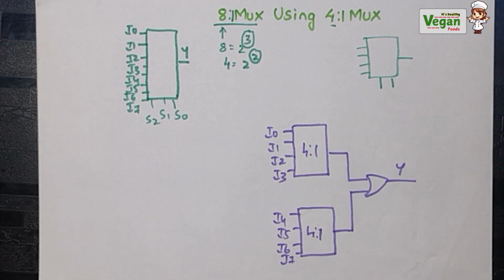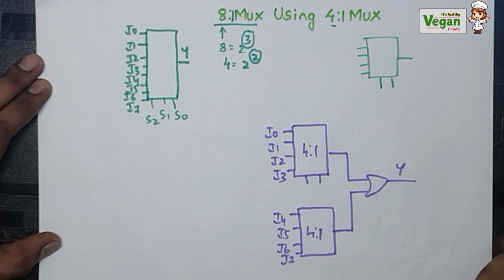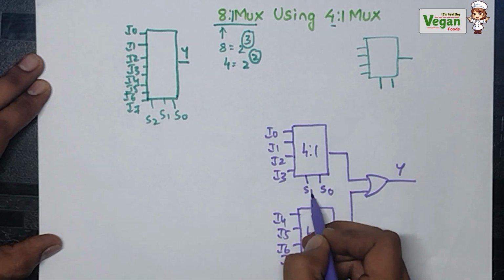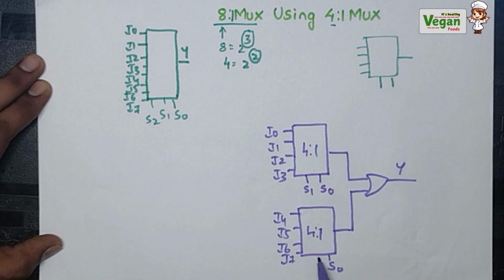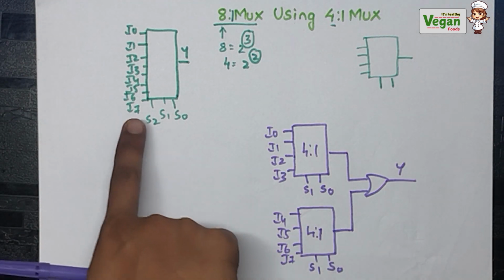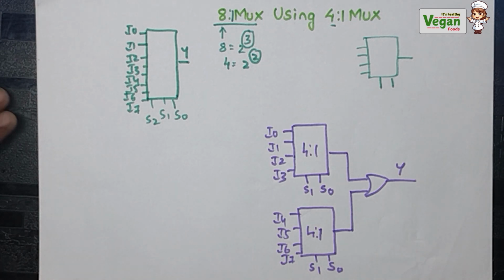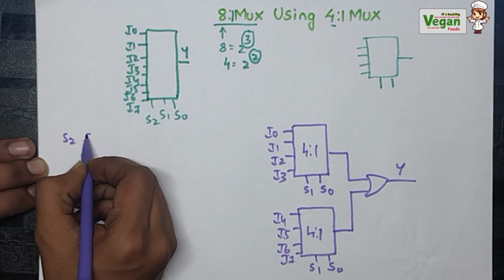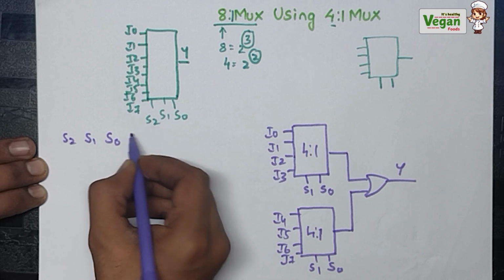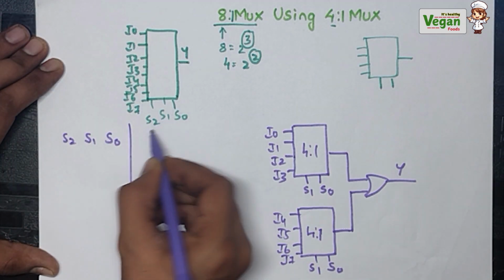Now we must implement the selective lines. A 4:1 multiplexer can have 2 selective lines, S0, S1. This one also can have S0 and S1. Now what I will do is write the truth table first, and I will show how we can implement the other selective line S2. If we see the truth table, S2, S1 and S0 will act as inputs because these inputs will be selected using these selective lines.